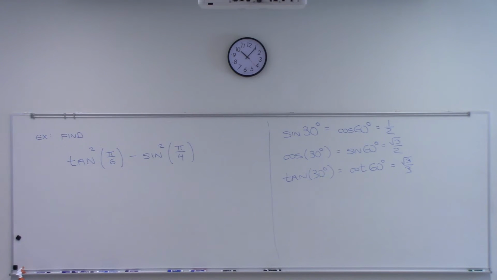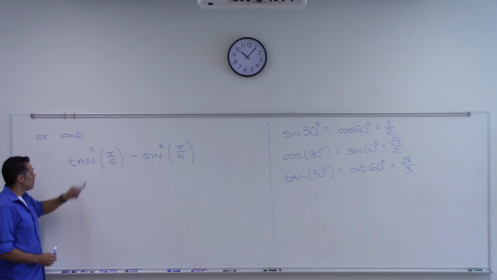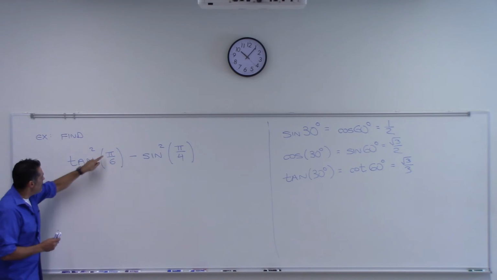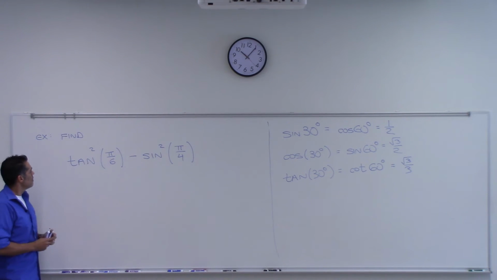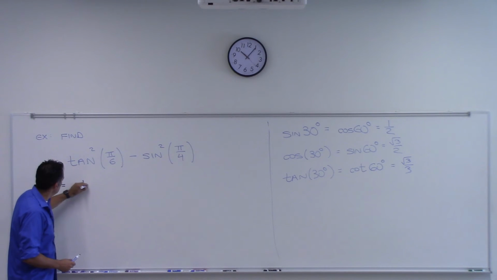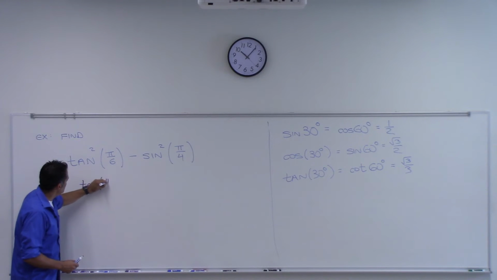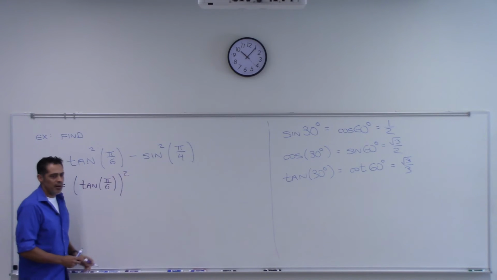Right, so it seems like all of a sudden, everything was fine, then I give you something like this. It looks crazy, right? So let's make sure we understand the notation. From last class, what does this squared here really mean? What am I squaring? Am I squaring the pi over 6? No. The whole function. It's taking the tangent of pi over 6, whatever that is, and then squaring it.